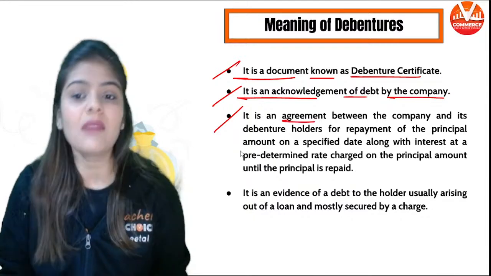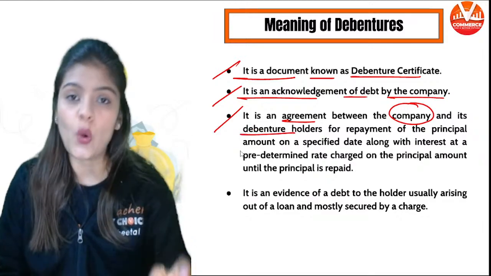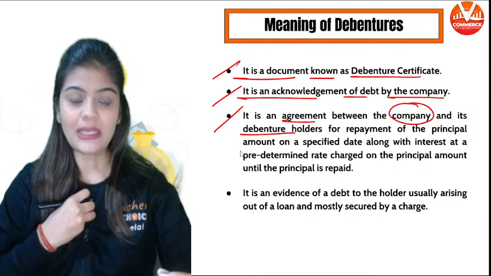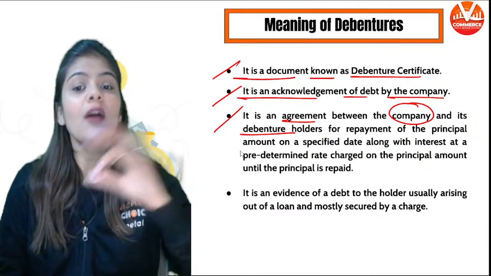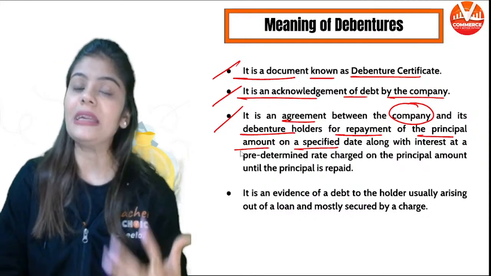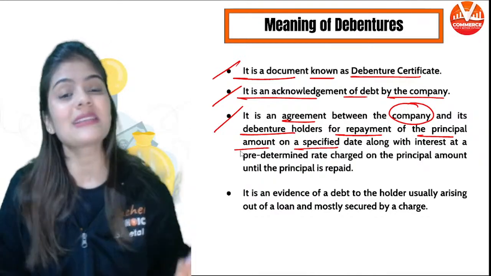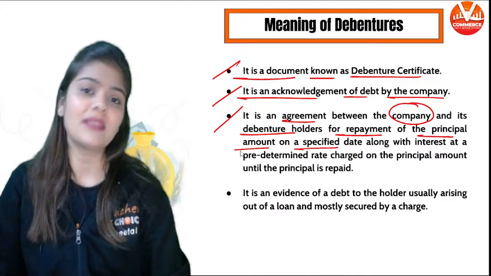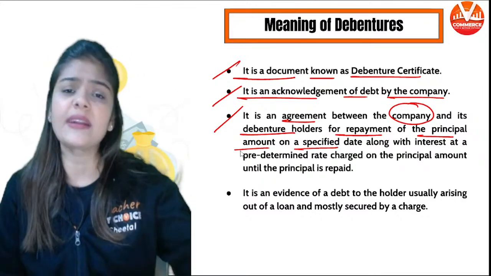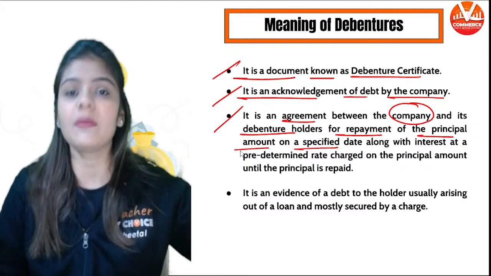It is an agreement between the company and the debenture holder and the public. ये एक एग्रीमेंट होता है कंपनी और पब्लिक के बीच में for repayment of the principal amount on a specified date. उसमें कंपनी लिख देगी कि कब हम आपका पैसा वापस करेंगे, 20 साल बाद, 10 साल बाद, whatever date, on whatever date they will return the money, that date will be written in the agreement.